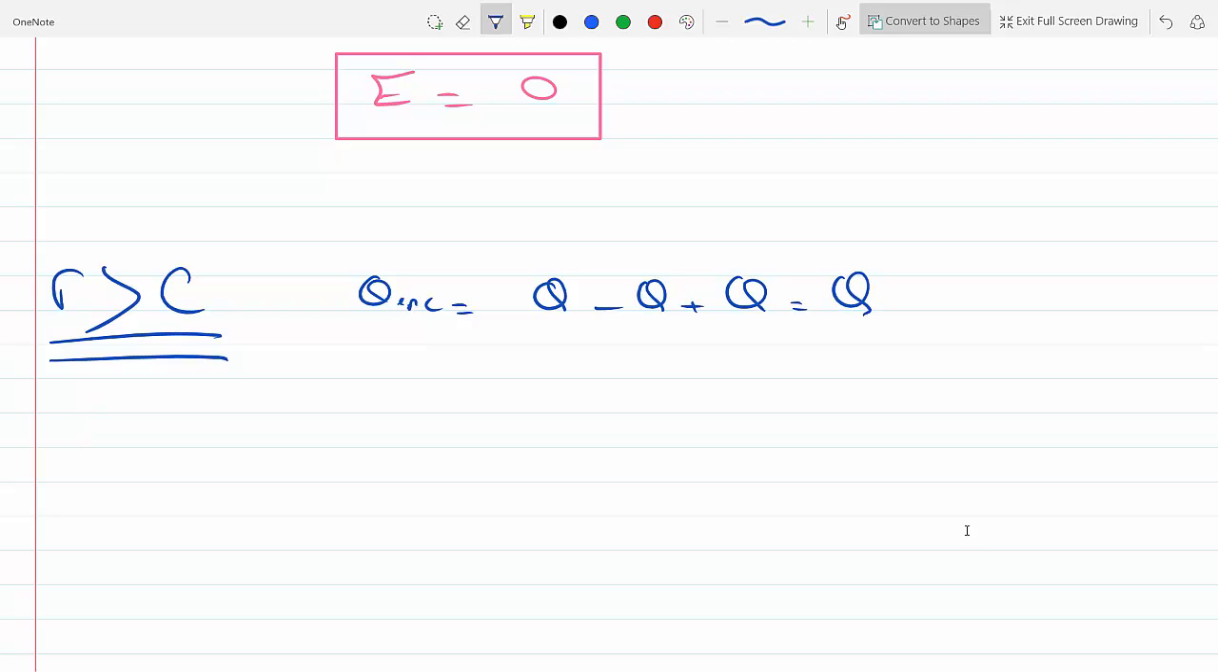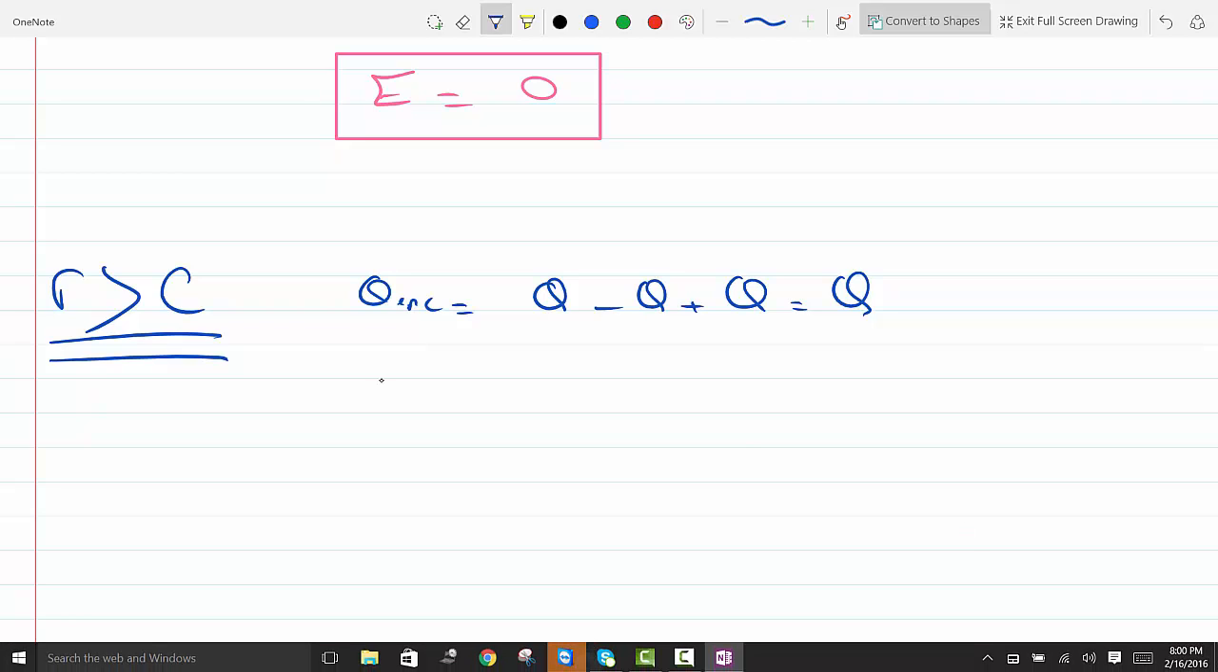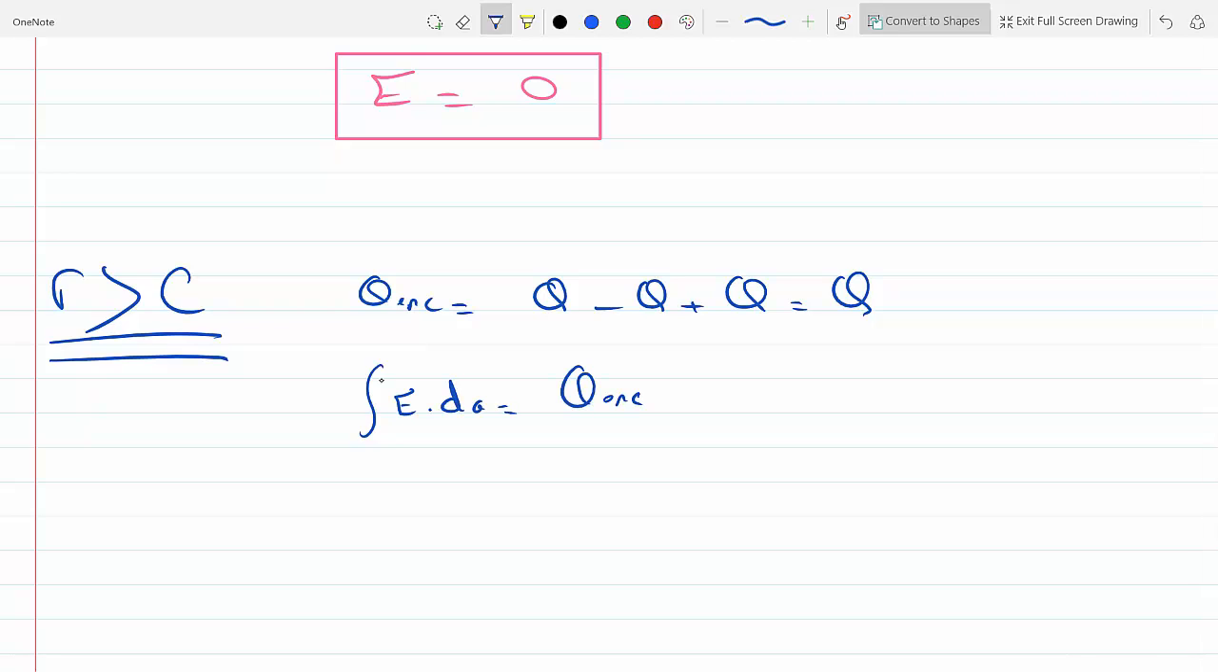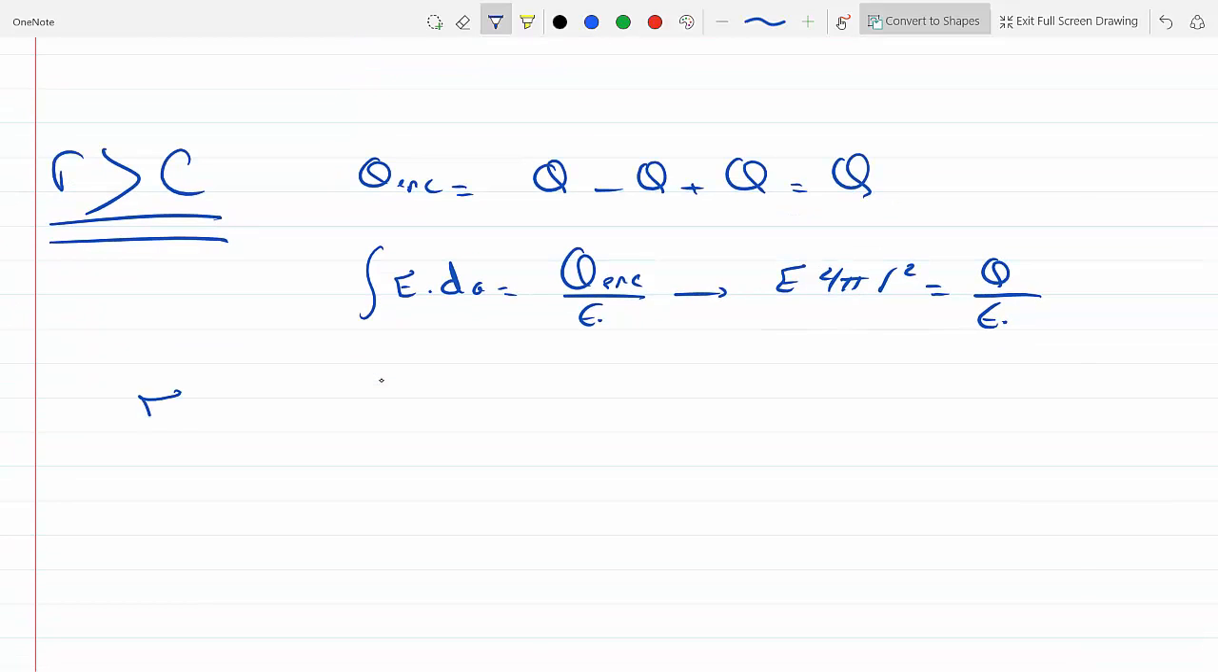And so we will get E dA equals Gauss's law, Q enclosed over epsilon. So E times 4 pi r squared equals Q over epsilon, which makes E there Q over 4 pi r squared.